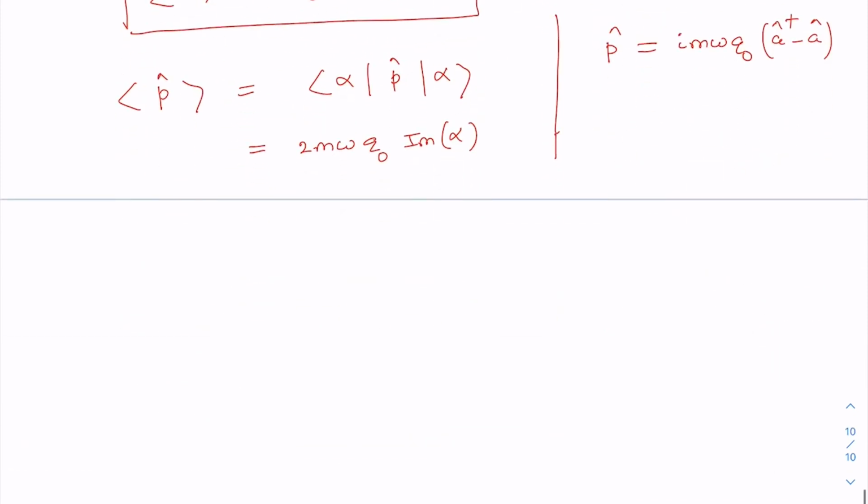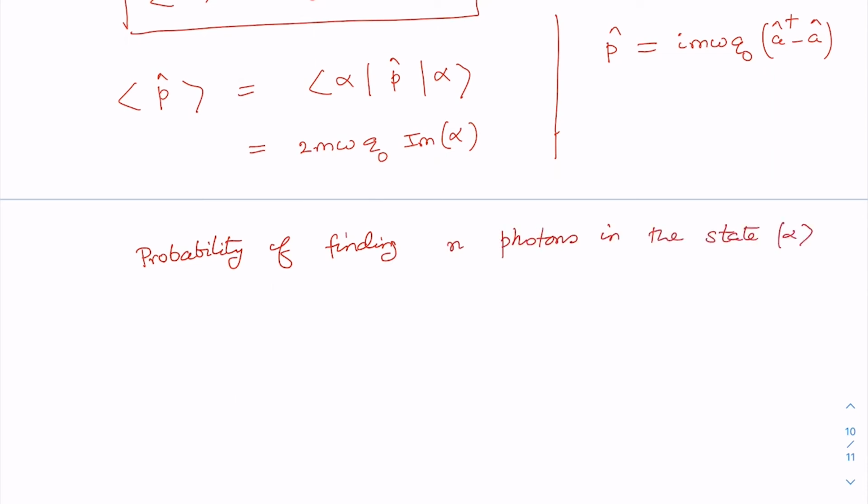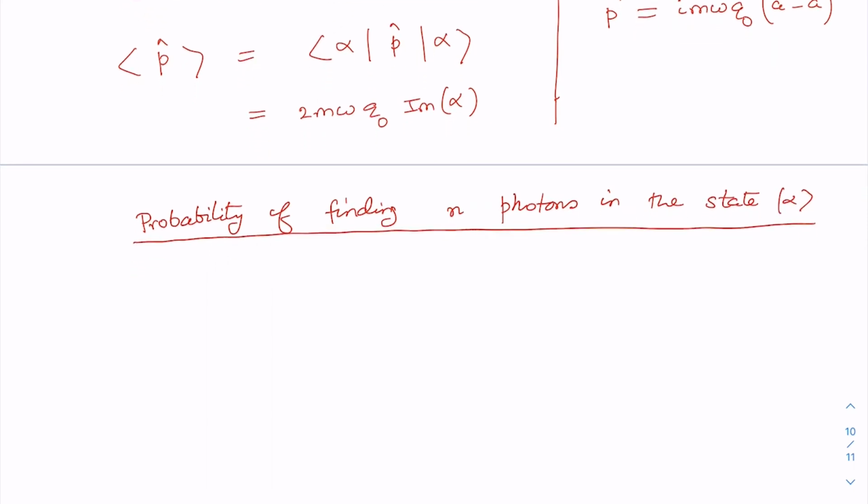Now what about the probability of finding n photons in the coherent state? So let us work it out. Probability of finding n photons in the state alpha. This is of course valid for any n number of quanta in the coherent state alpha.